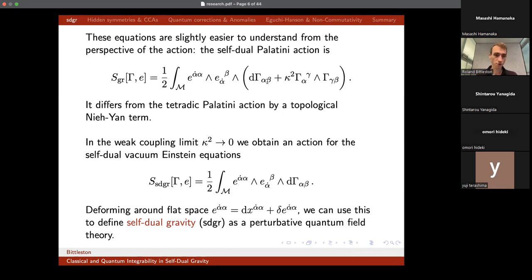And it's a really remarkable fact that you can write 4D Einstein gravity in this form, where only the anti-self-dual part of the spin connection is required. And that's why this was given the name self-dual. So this is not quite equivalent to the standard tetradic Palatini action. It differs by a topological term, the Nieh-Yan term. But in perturbation theory, that topological term doesn't matter, and it's equivalent.